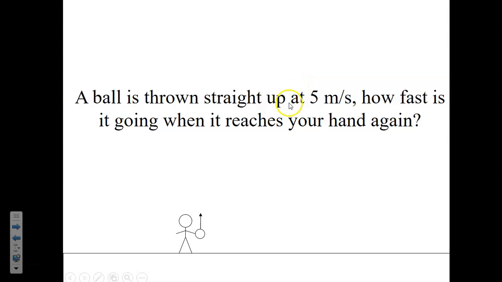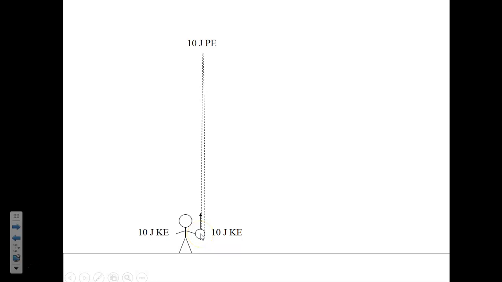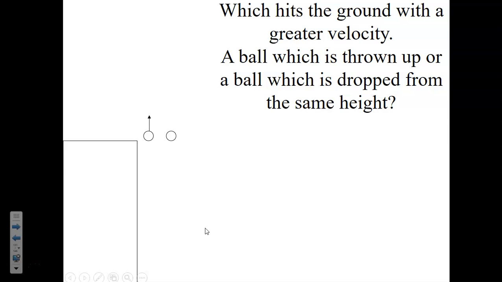Okay, so we've got a ball, and I throw it up at 5 meters per second from my hand. How fast is it moving again when it comes back down to my hand? Well, conservation of energy tells us, if it's got 5 meters per second worth of kinetic energy when it leaves my hand, let's say that's 10 joules, at the very top, it's going to have 10 joules of gravitational potential energy. When it comes back down, it's going to have the same kinetic energy. It's moving at the same speed as when it left my hand, assuming it didn't lose any energy to friction, wind resistance, and that sort of thing.